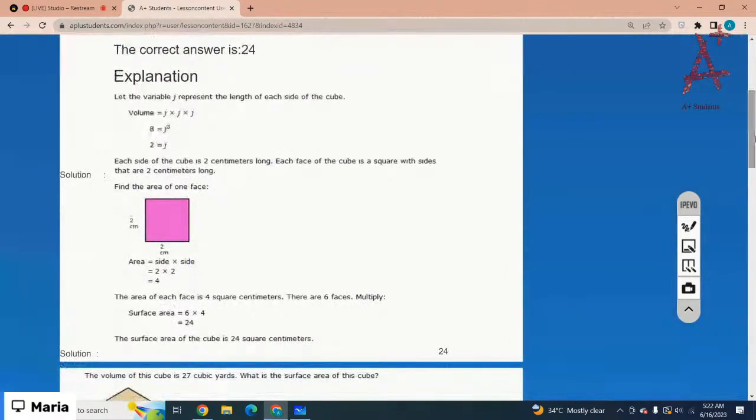For the surface area, you have to do side times side. It would be 2 times 2, 4, but the cube has 6 faces, so you have to do 6 times 4, that is 24. Got it?